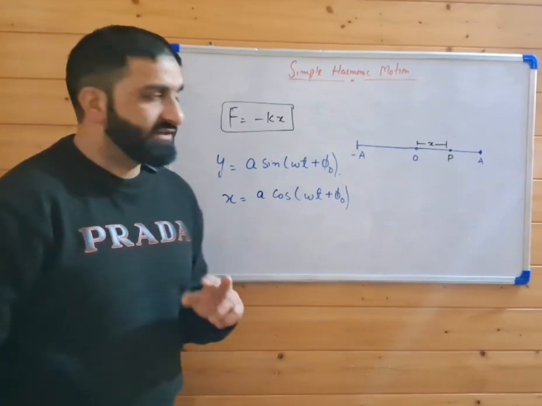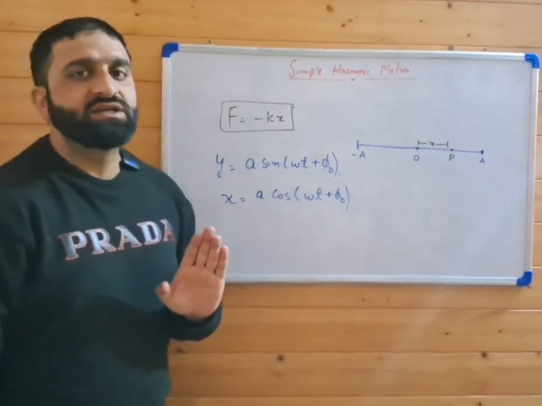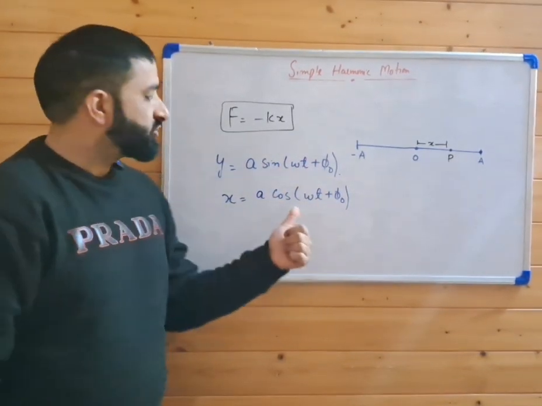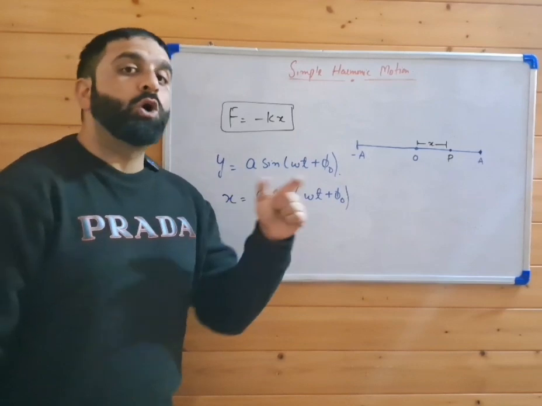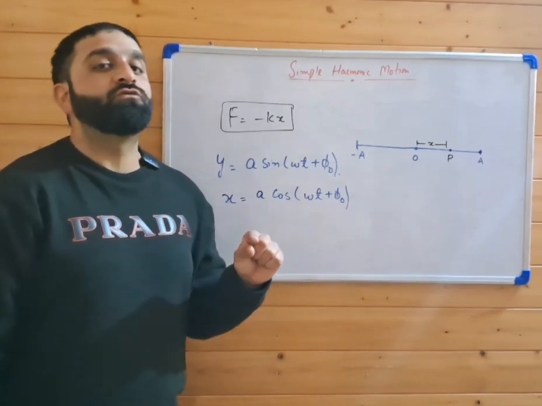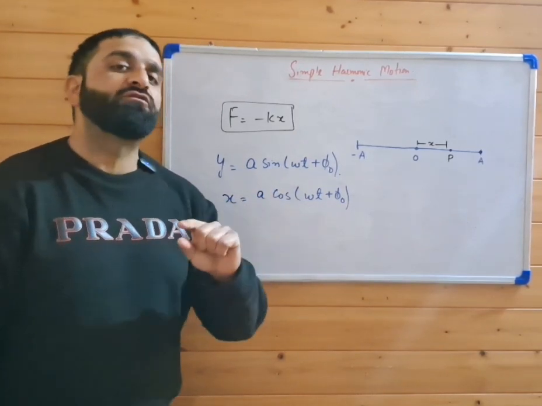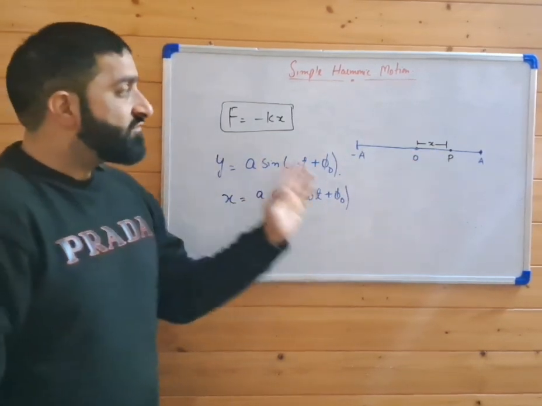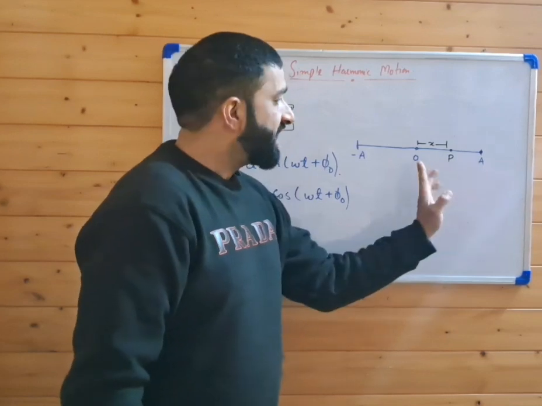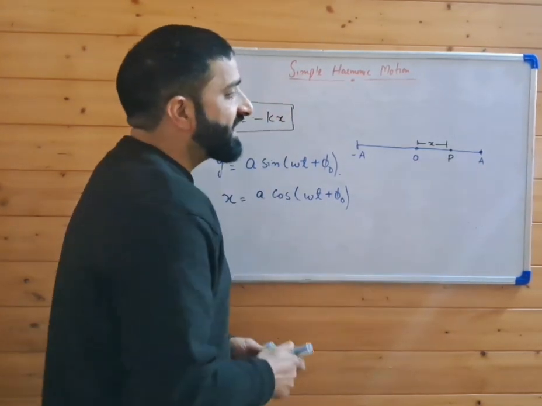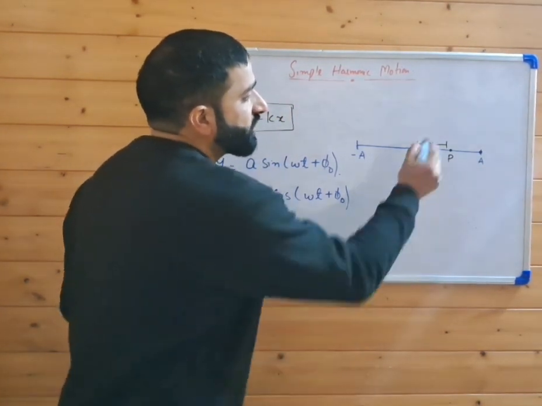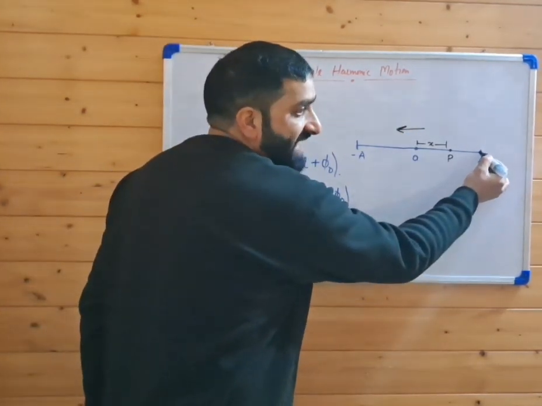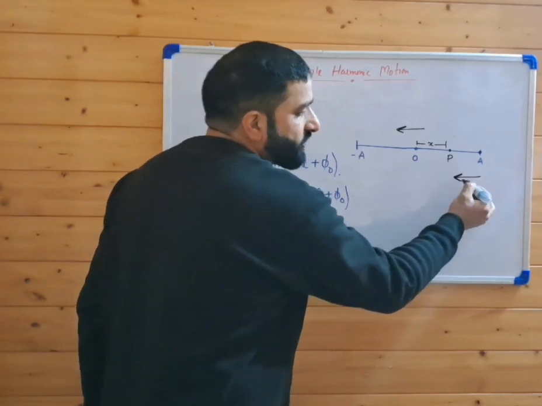Now there are two things. One, when the body starts its journey from the mean position, it is shown by sine. When it starts from the extreme position, it is shown by cos. In both the cases, the restoring force is proportional to the displacement from the mean position, and the direction of the restoring force is towards the mean position. Whether the body starts from here or here, when it starts from the mean position, the restoring force is directed towards the mean position, or if it starts from the extreme position, the restoring force is directed towards the mean position.